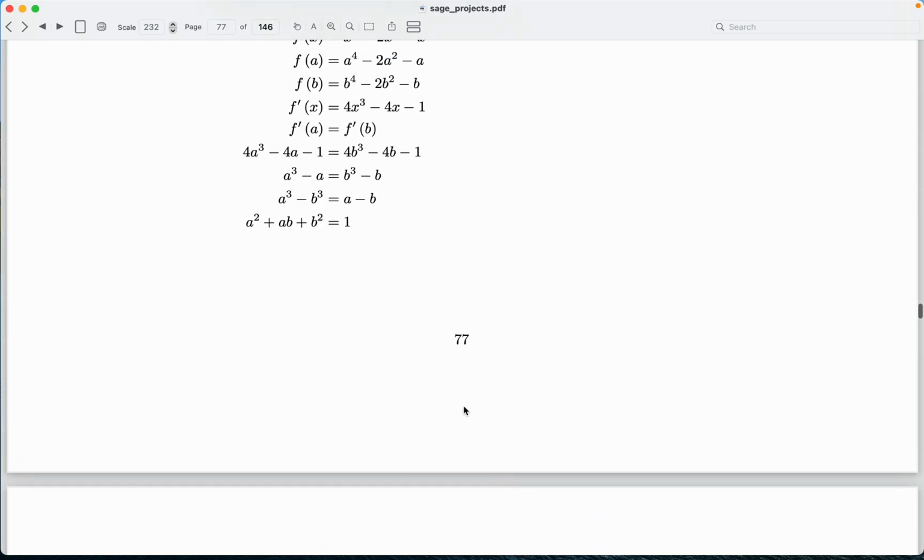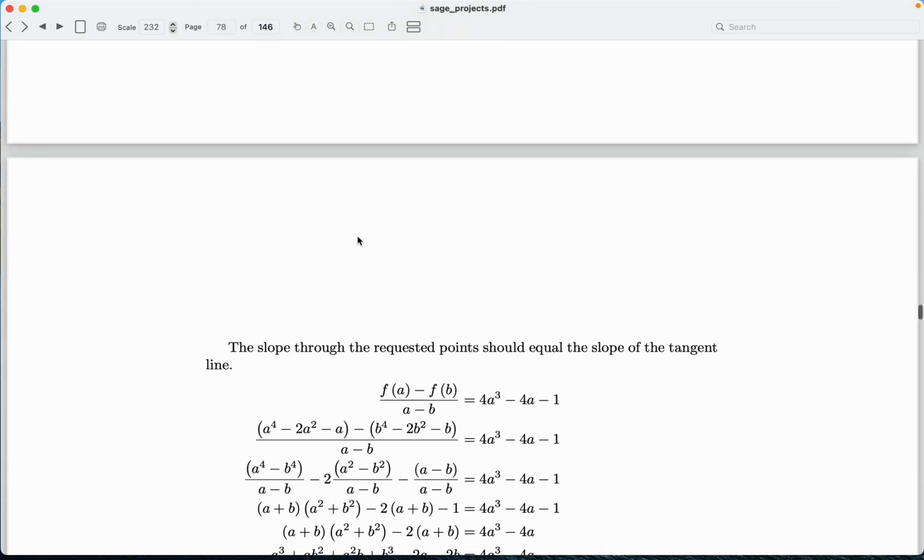And then, over here, a little kind of nasty looking, but I guess I got to do something else, right? The slope through the requested points should be equal to the slope of the tangent line.